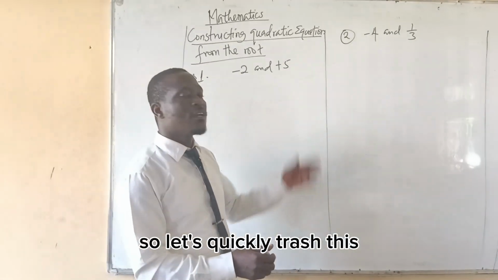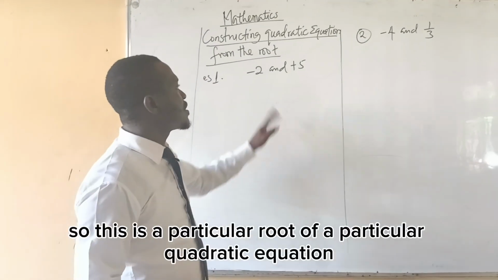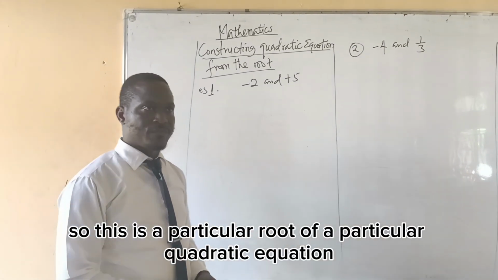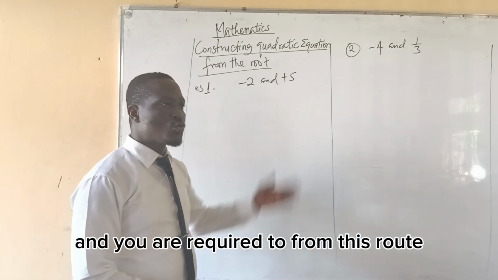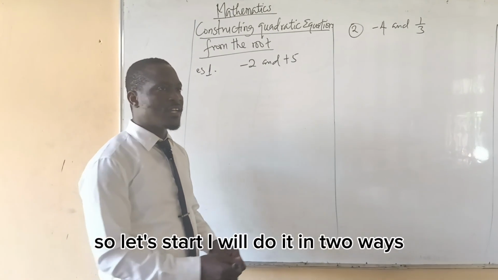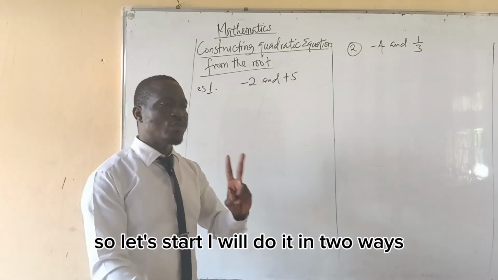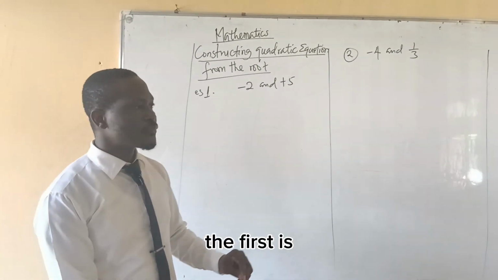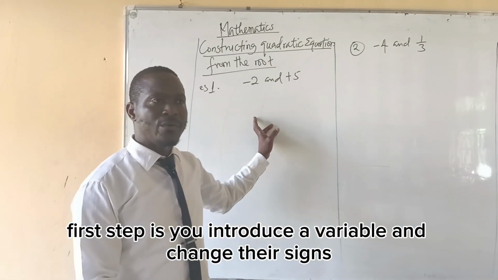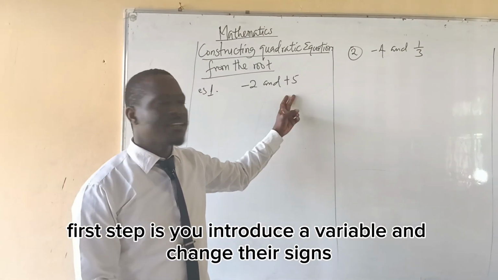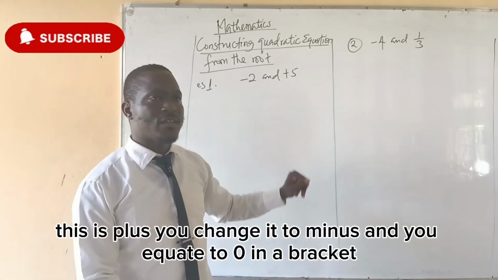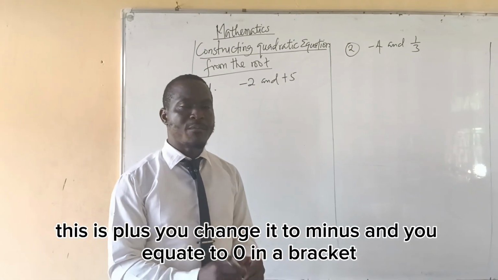So let's quickly do this. This is a particular root of a particular quadratic equation, and you are required to, from this root, get back your quadratic equation. So let's start. I will do it in two ways. The first step is you introduce a variable and change their signs. Now this is minus, you change it to plus. This is plus, you change it to minus, and you equate to 0 in a bracket.